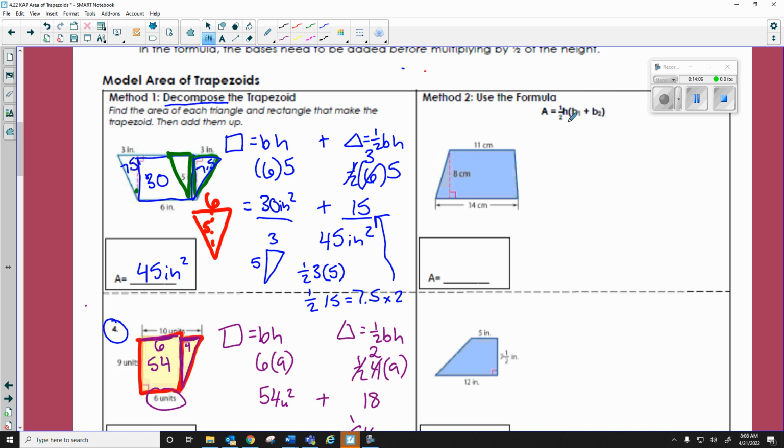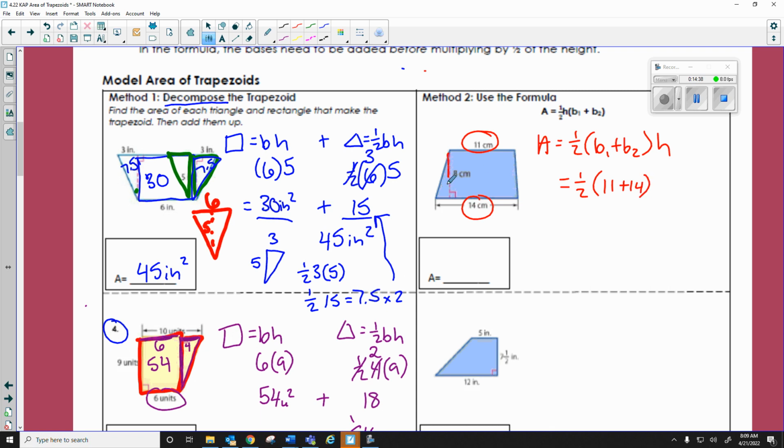Okay, so starting with our formula, then we substitute and solve. I'm going to write that formula just a little bit bigger. The area is equal to 1/2 base 1 plus base 2 times the height. Okay, let's look at this trapezoid. Okay, remember the bases are always going to be our parallel sides. So 11 and 14 are our 2 parallel sides. So I'm going to substitute in. It is equal to 1/2 base 1 and base 2. It doesn't matter which one is which. So I'll say 11 plus 14.